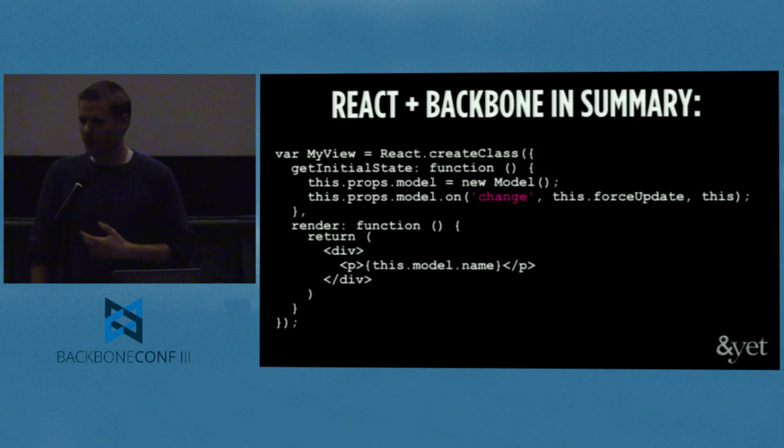And if you were to smash the two together, it might look something like this, where instead of your view, you create this React class. What I'm doing here is just in get initial state, creating this, assume that this model is a backbone model for example purposes. And then anytime the model changes, force update of the component. And the force update will then run this render function.